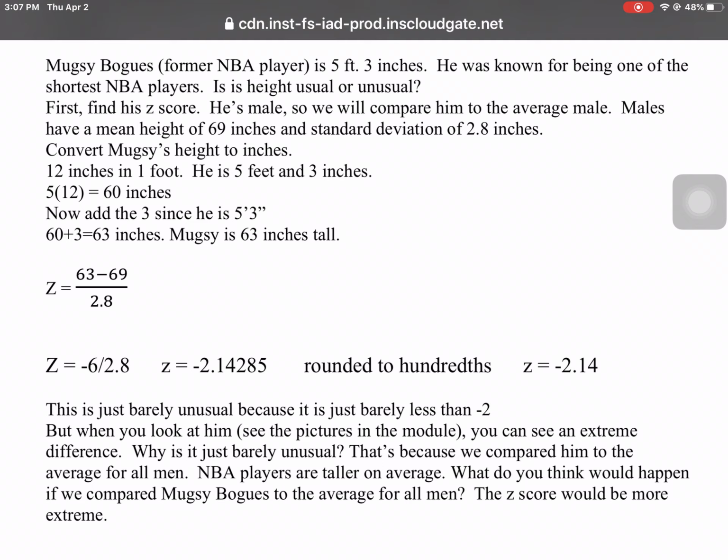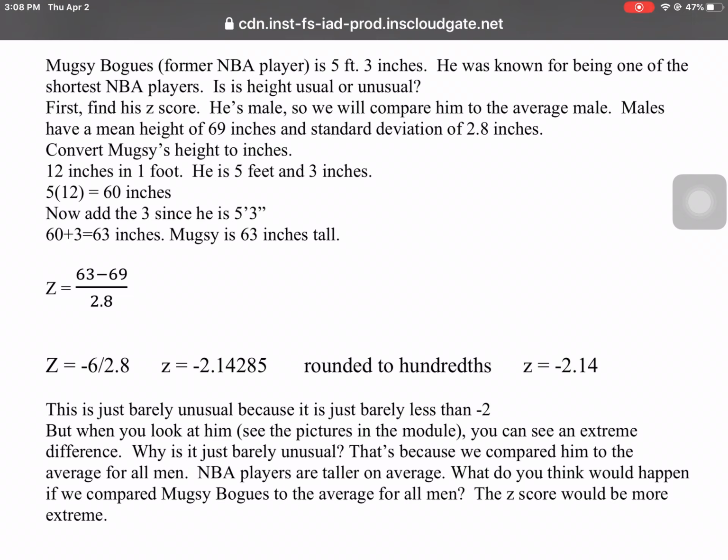His height is 63, subtract the average for male 69, divided by the standard deviation of 2.8. So 63 minus 69 is negative 6, divided by 2.8, and round to hundredths. The hundredths is the 4, that's second place. To the right of 4 is 2, so the 4 stays. So this is just barely unusual because it's just barely less than negative 2. But when you look at him, it looks like an extreme difference, okay? But it's just barely unusual.